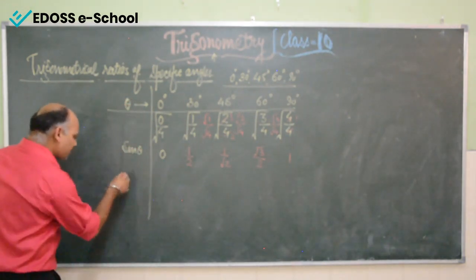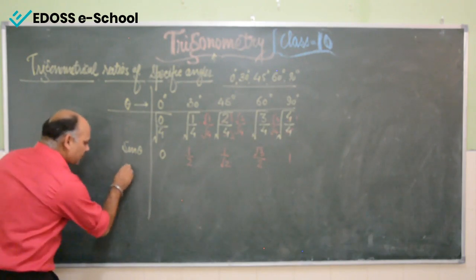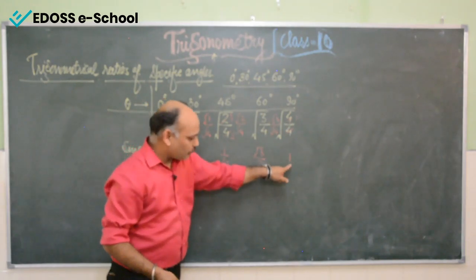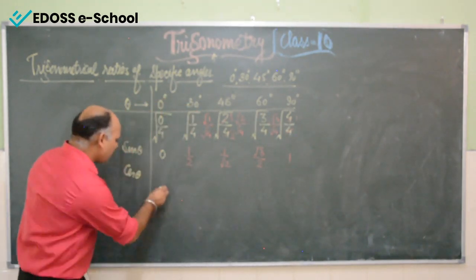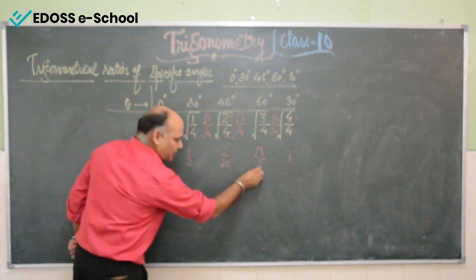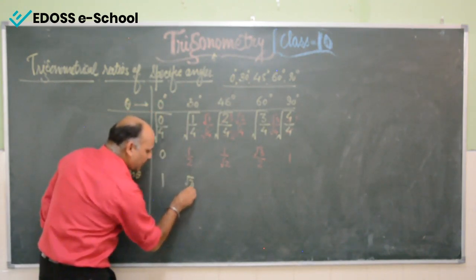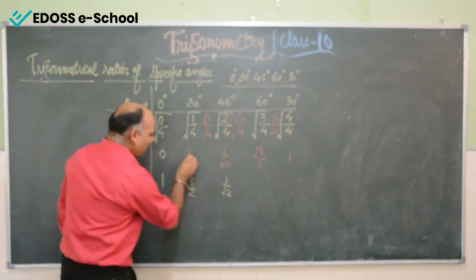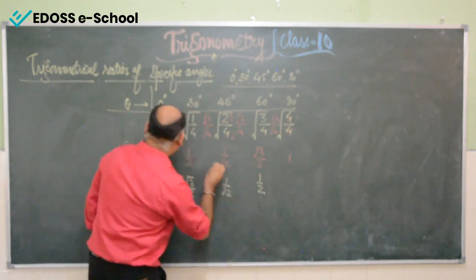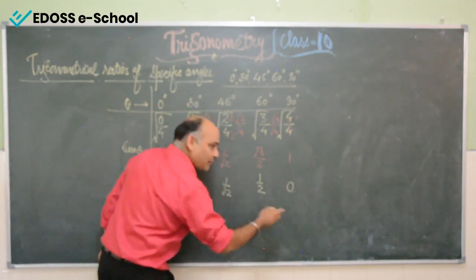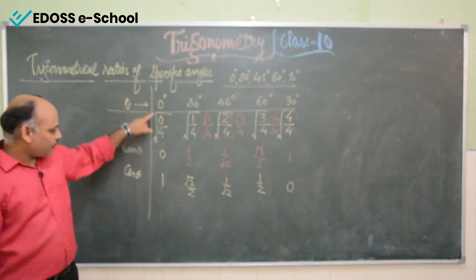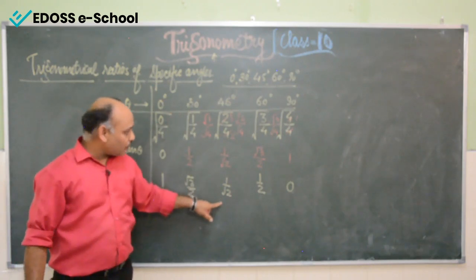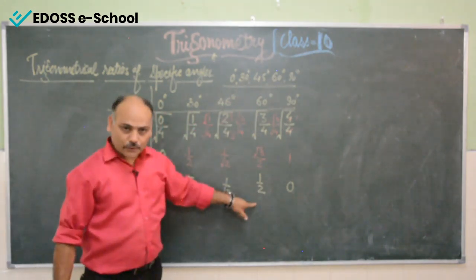The second one is, suppose I am writing cos theta. Now what you have to do is start counting from here. This is 1, then this 1 can be replaced right here. Then under root 3 by 2 can be replaced here, then 1 by root 2, then 1 by 2, and this 0 will be here. This is the value of cos 0. That means cos 0 is equal to 1, cos 30 is equal to under root 3 by 2, cos of 45 is equal to 1 by root 2, and cos of 60 is 1 upon 2.